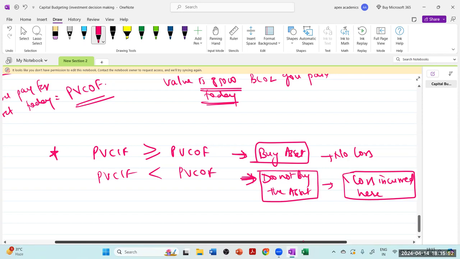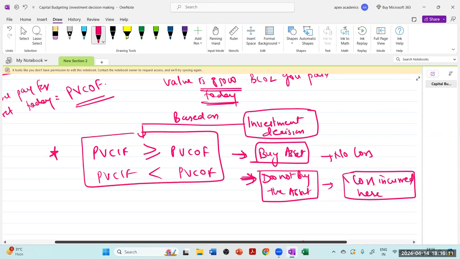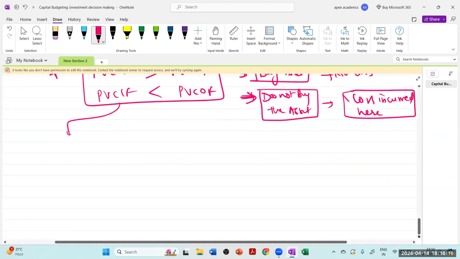I hope you are understanding this. This buy or not buy is your investment decision. What is this? This is your investment decision. This investment decision is based on present value calculations. What is it based on? Present value calculations.